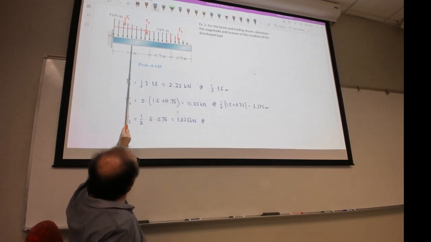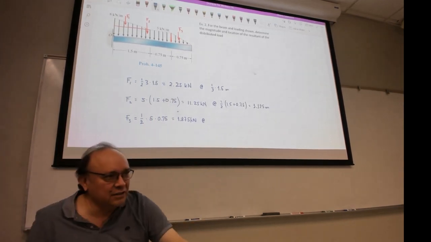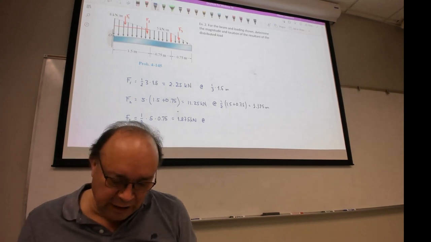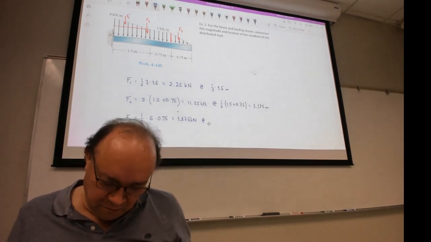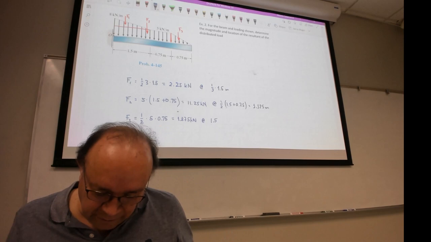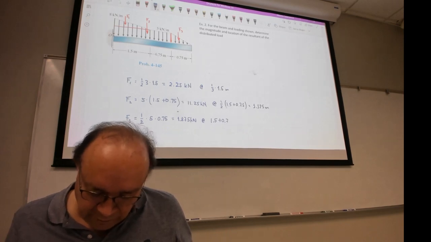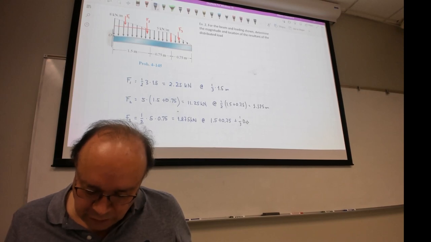But you still have to add all the rest, right? So you have to add, so that will be at 1.5 plus 0.75 plus one third of 0.75. So that gives you what? 2 meters?